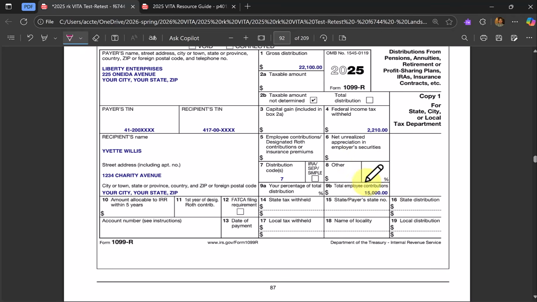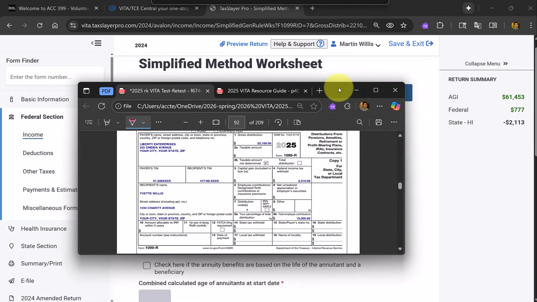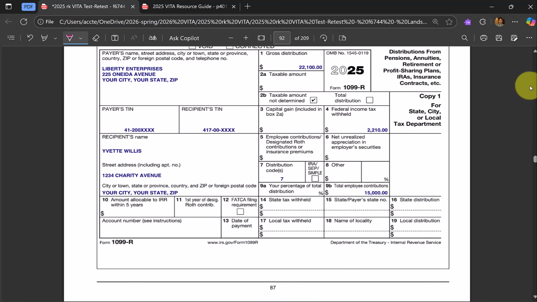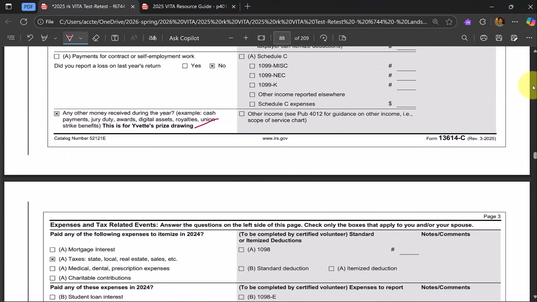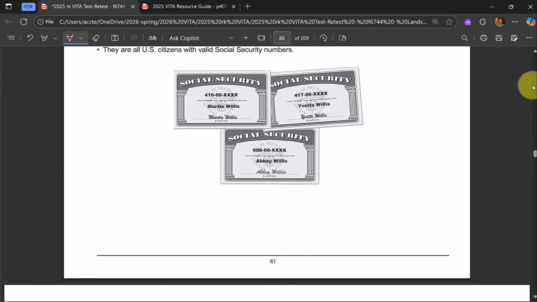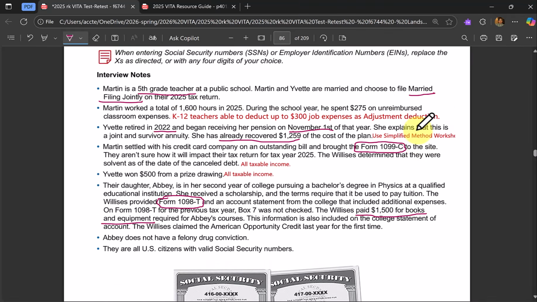I got to go back and look at the facts again. 15,000. So that's what I'm entering here in this box. And the date that she started to collect her pension. Let's go back to the facts. Again, if we had done this return in a previous year, all of this would automatically be entered in the software, assuming that we're using the same software as the previous year. Let's see.